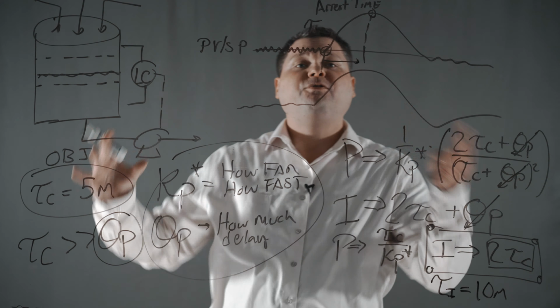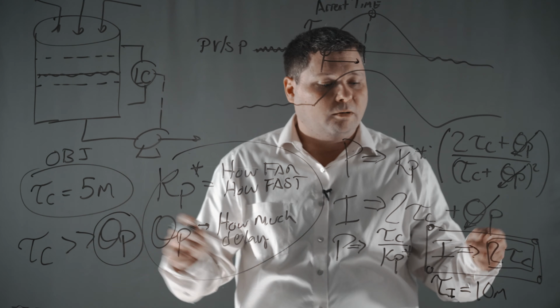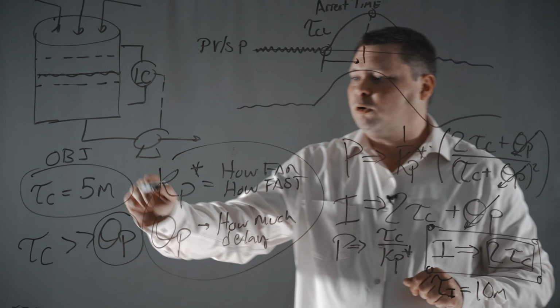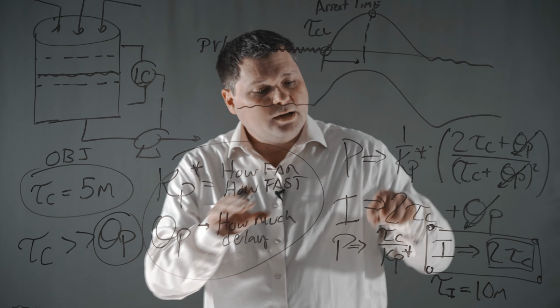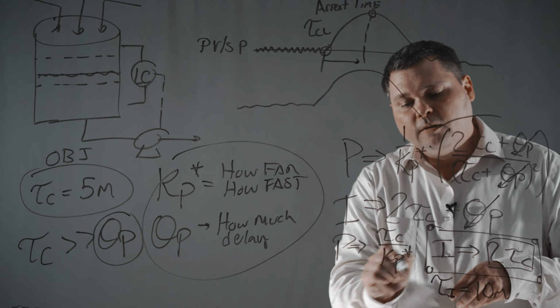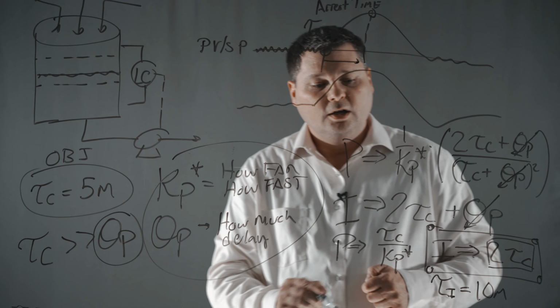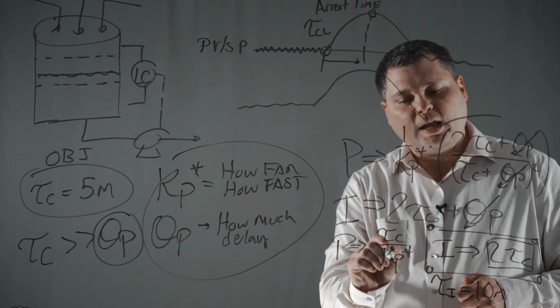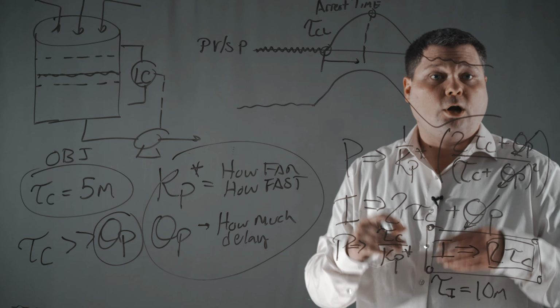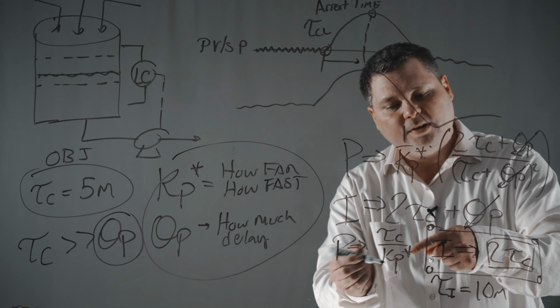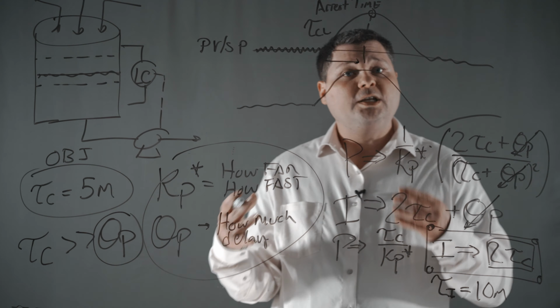My reset time for my process, in this case, would be 10 minutes. I didn't even have to do a bump test. I didn't even have to generate a model. It's purely based off of the control objective that you're trying to achieve. Now, the P term does include the tank size, the dynamics of the system, that Kp star. So you take whatever you generated for your Kp star, whatever you want for your objective function, divide tau c by that, and that's going to get you your P term.